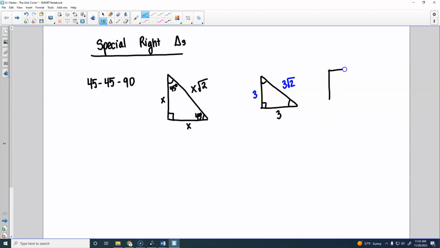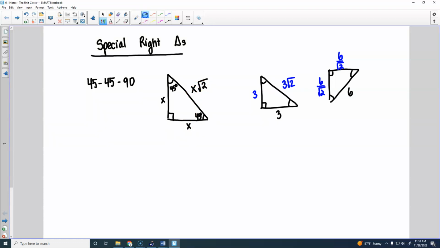Also, what if I have this triangle, and I know it's a 45, 45, 90, and they tell me that this side right here is 6? What would the length of this side right here be? I wouldn't multiply by root of 2. I'm going backwards, so I would divide by square root of 2. I'd have 6 divided by square root of 2, which if you rationalize, I think is 3 root 2. So with 45, 45, 90, your side length times square root of 2 gives you your hypotenuse.